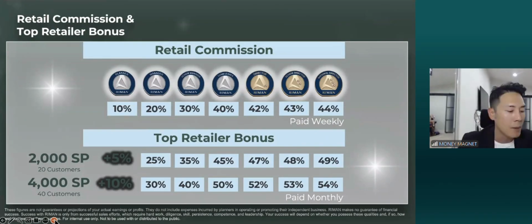Here in the RIMAN compensation plan, it's very simple, right? You become a planner, you're by default going to get 10% on what you buy or sell. When you hit the position of manager, anything you buy or sell, 20%. Senior manager, 30%. Team leader, 40%. You see these big incremental jumps, 10, 20, 30, 40. And then when you get to the higher prestigious positions, it incrementally jumps to 42, 43, 44.